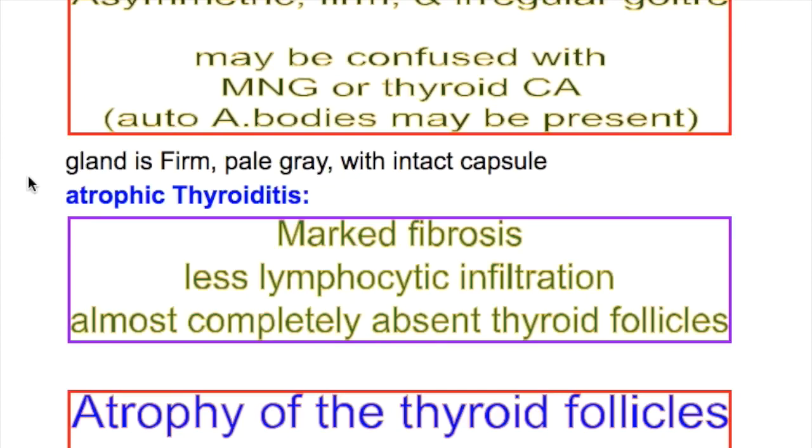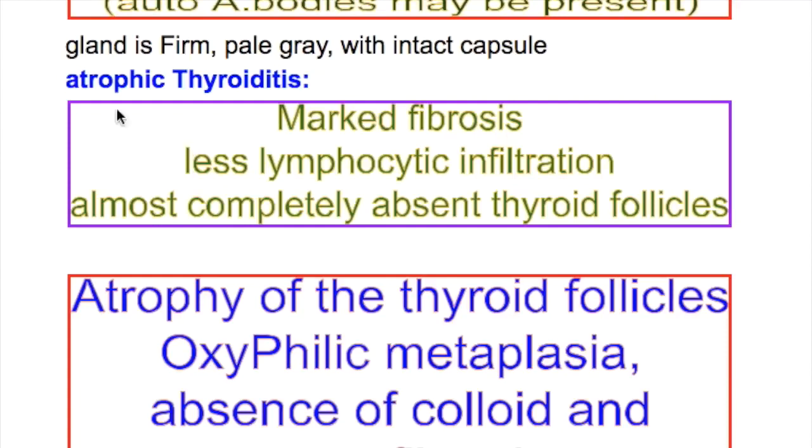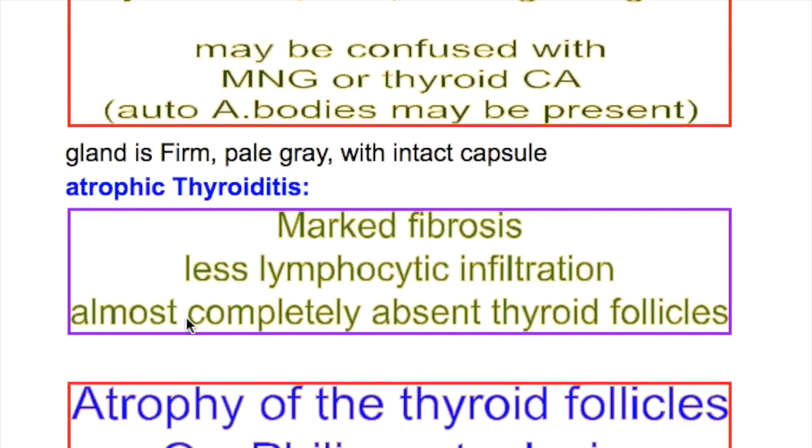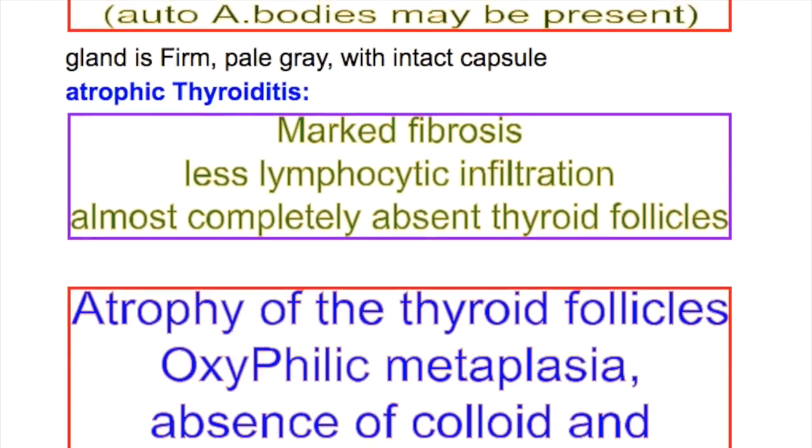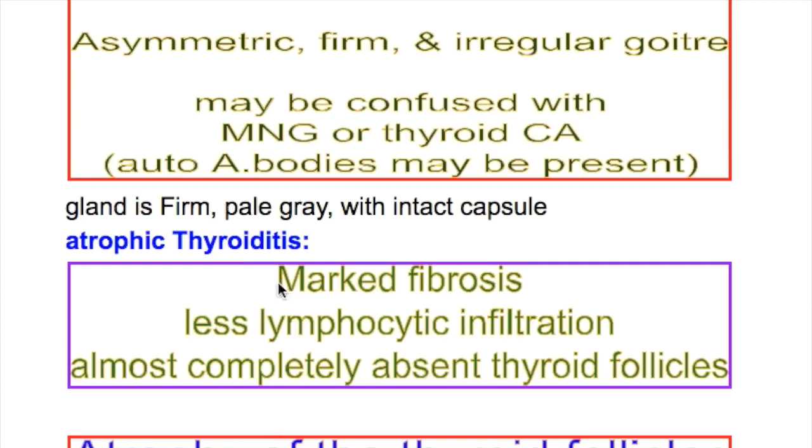And what is the gross pathology? Gland is firm, pale gray with intact capsule. And histopathologically, in Hashimoto's thyroiditis, there is marked lymphocytic infiltration with some fibrosis and absent thyroid follicles, whereas in atrophic thyroiditis there is marked fibrosis, less lymphocytic infiltration, and almost completely absent thyroid follicles.